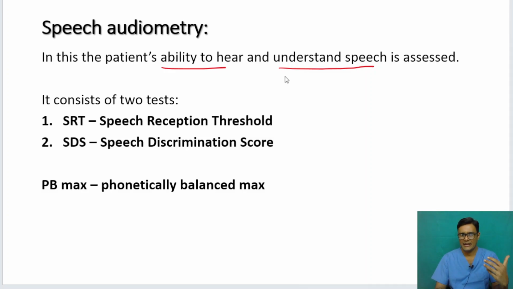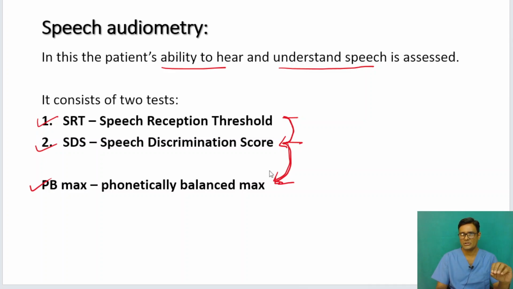So before I really enter into speech audiometry, I would like to introduce three concepts to you, three tests you can say. One is speech reception threshold, other is the speech discrimination score, other is the PB max. The thing to understand is these three are not separate. One leads into the other leads into the other. So speech reception threshold will form the basis for speech discrimination score. Speech discrimination score will form the basis for the PB max or phonetically balanced max. Before I go into the topic proper, we will just have a brief overview.